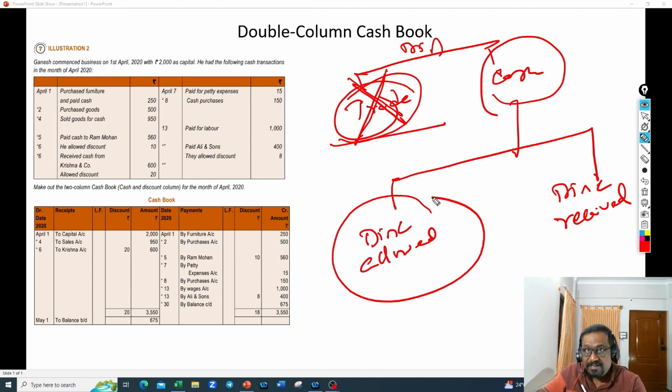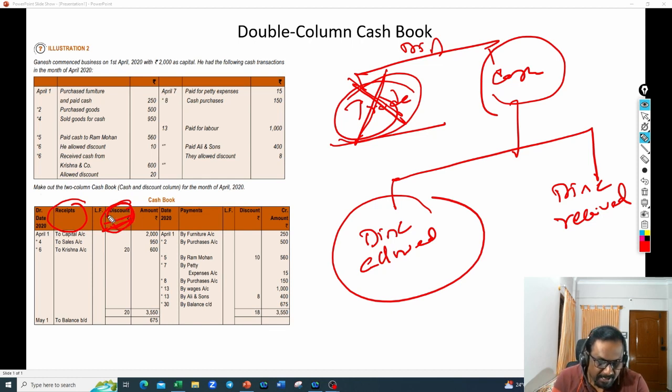Are you getting the point? Discount will be allowed to the people when we receive the amount, because customers will be paying that amount to us. That time we will say take this discount. That is the reason discount allowed will be coming under the receipt side. That is one way of looking into it. The other way of looking into it is discount allowed is an expenditure. Expenses and losses are supposed to be debited. So that is the reason discount allowed is shown on the debit side of the cash book. Two ways you can look into it.